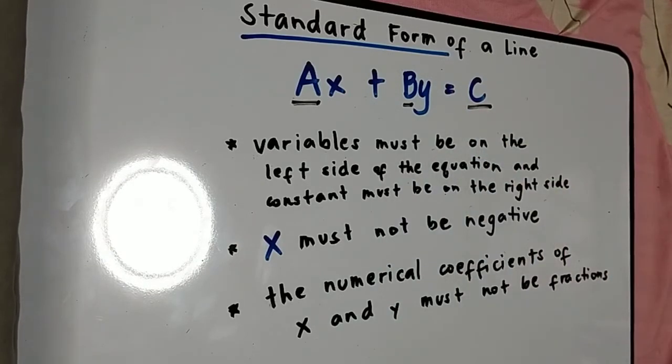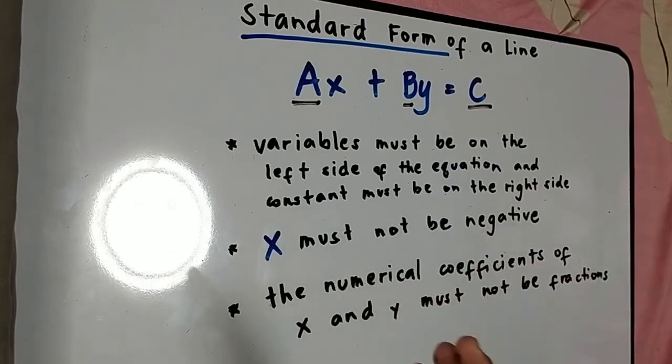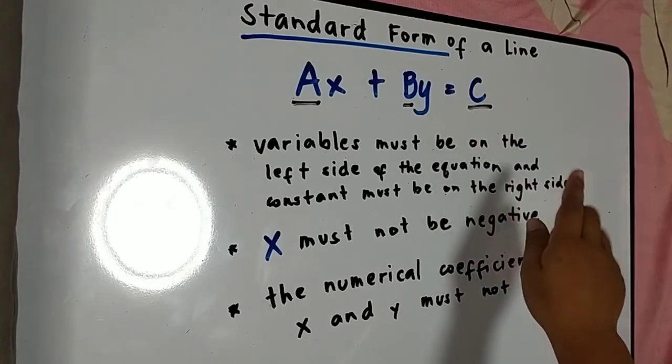Okay, wherein a is the numerical coefficient of x, b is the numerical coefficient of y, and c is the constant. Okay? So, sa standard form of a line, meron din tayong mga restrictions. Okay? First one, variables must be on the left side of the equation and constant must be on the right side of the equation.